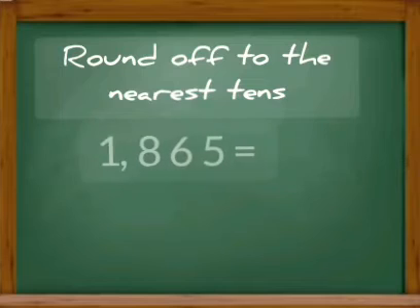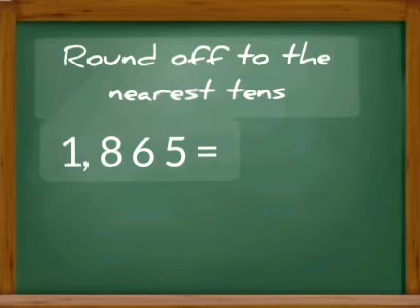So we have the number 1865. Do you remember what is the first step? Yes, it is to underline the digit under the place you are going to round to. So remember, we are going to round off to the nearest tens. So on the number 1865, which digit is in the tens place? You are right, it is 6. So let us underline the digit 6.